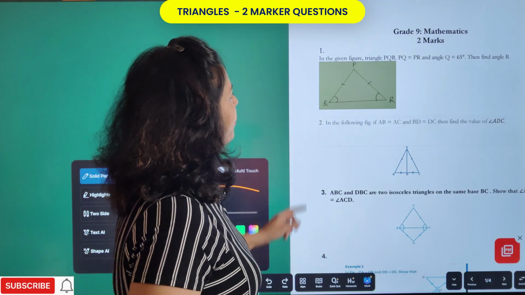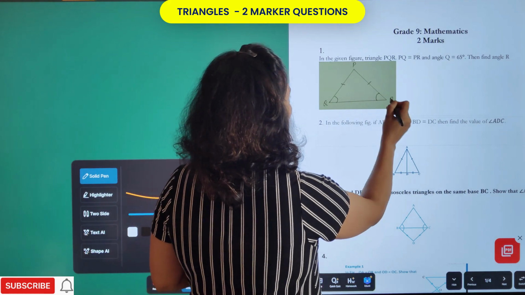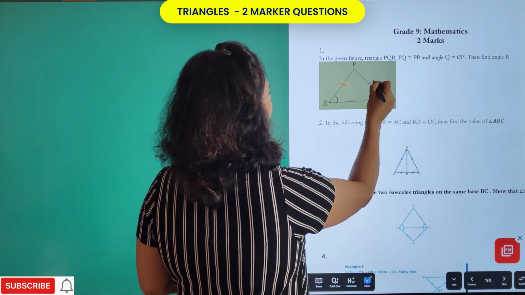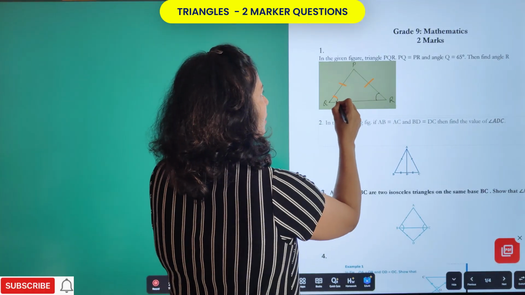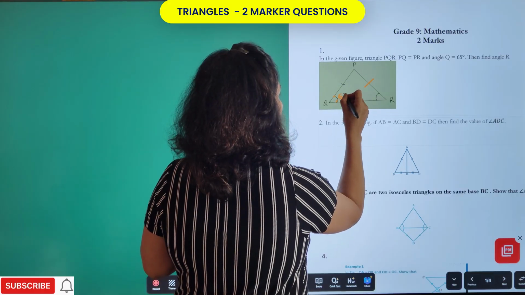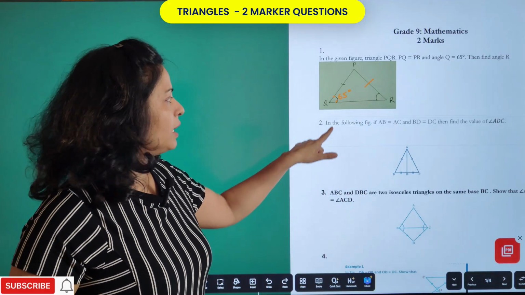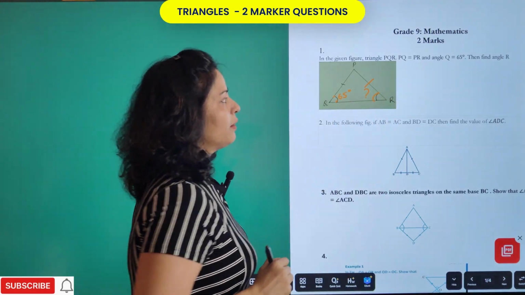the first question says, in the given figure triangle PQR, so they have given you a triangle PQR where PQ is equal to PR, and angle Q is 65 degrees. So you have to find angle R.